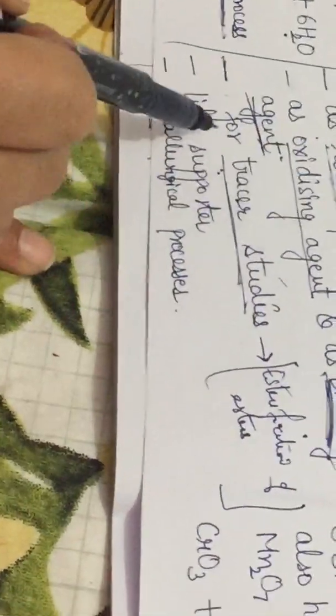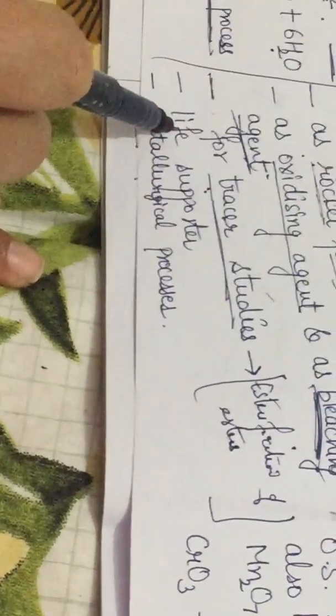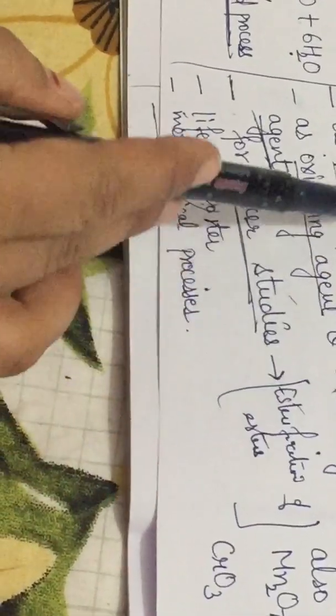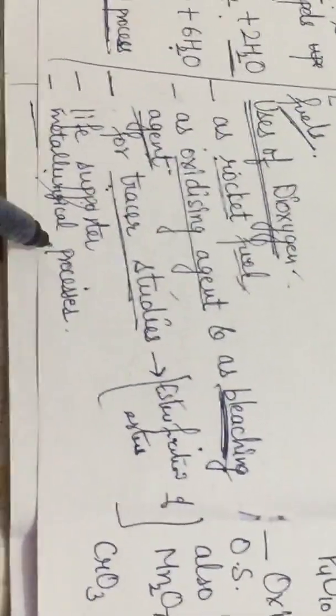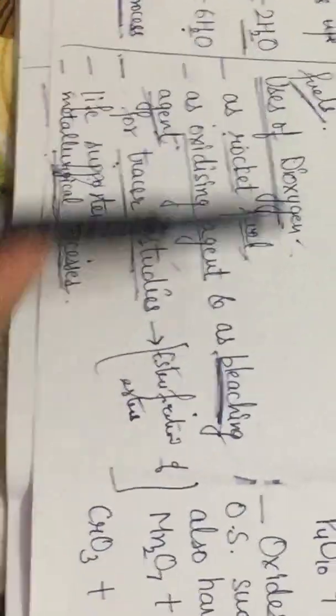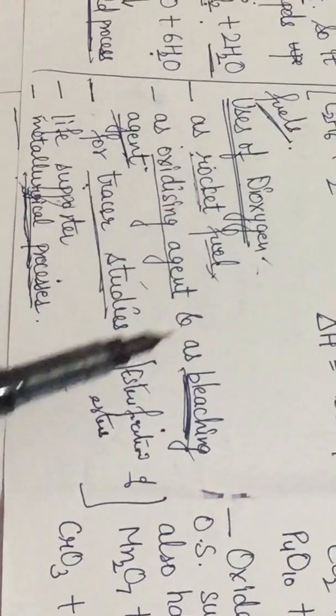The next use of oxygen: we know it is a life supporter. We cannot breathe without oxygen, we cannot respire without oxygen. Another, it is used for metallurgical processes, for the removal of impurities. So these were the different uses of dioxygen.